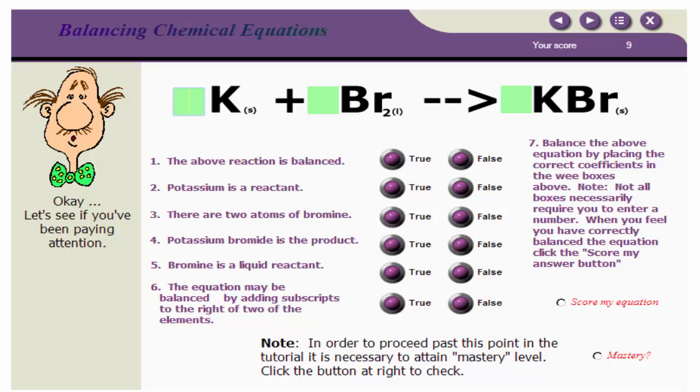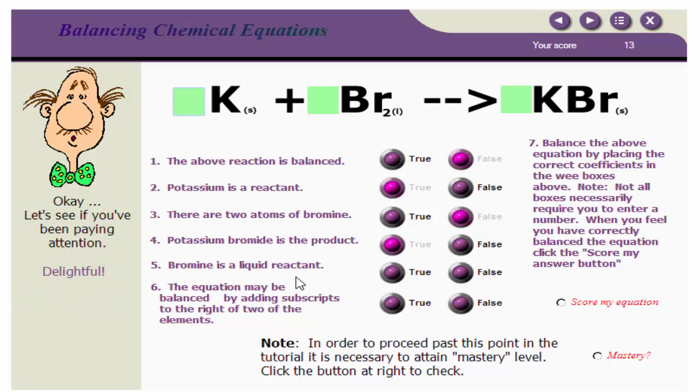Make sure you exit. So the above reaction is balanced. I got 1 potassium, 2 bromine, 1 bromine. So the answer is false. Potassium is a reactant? Yeah. There are 2 atoms of bromine. I see 2 there and 1 there, so false. Potassium bromide is a product. Yes, it's on the right side of the equation, so that's true.